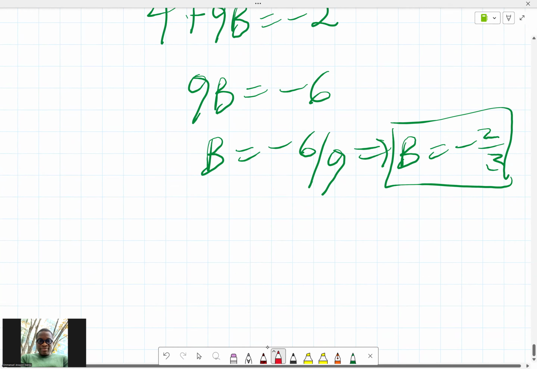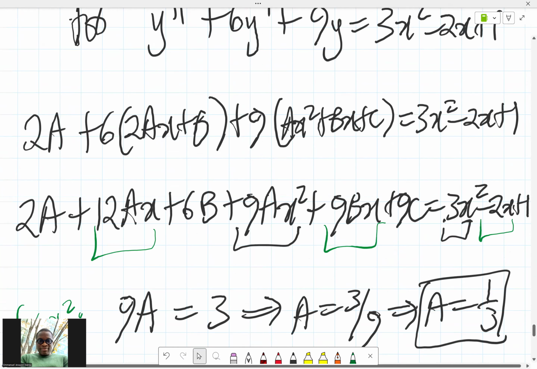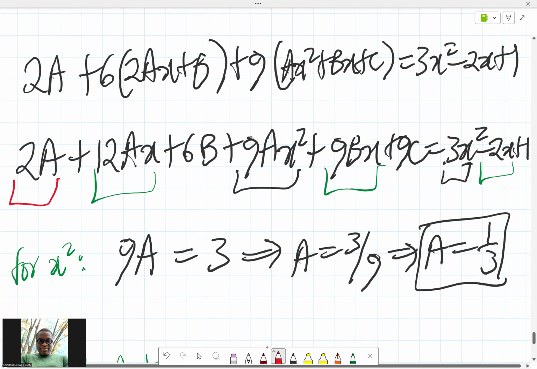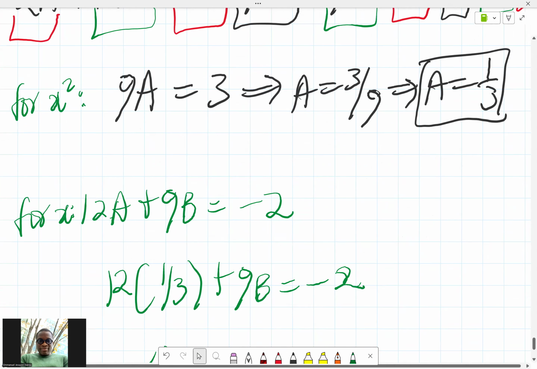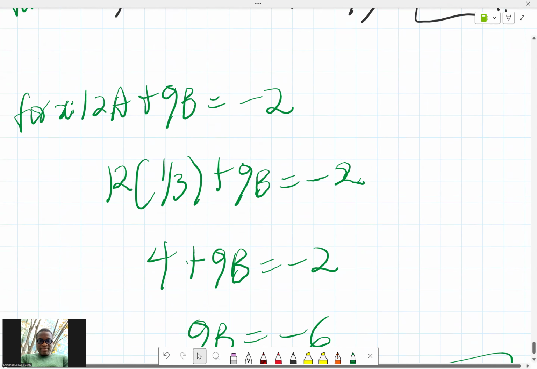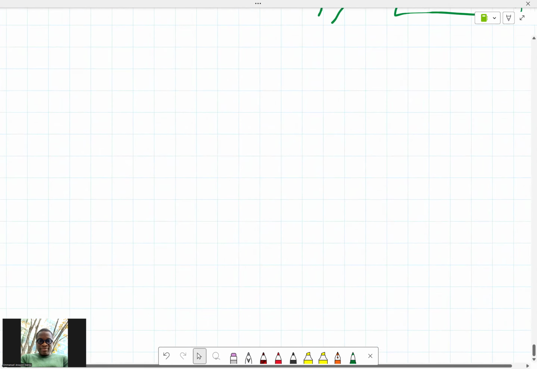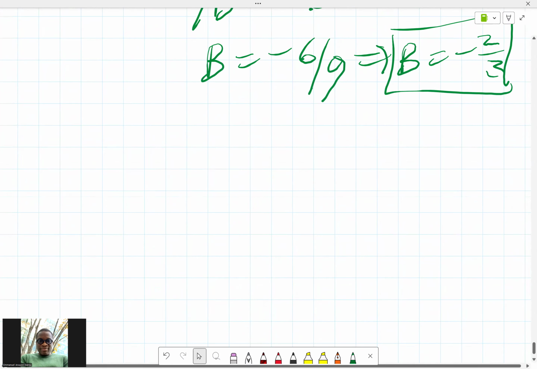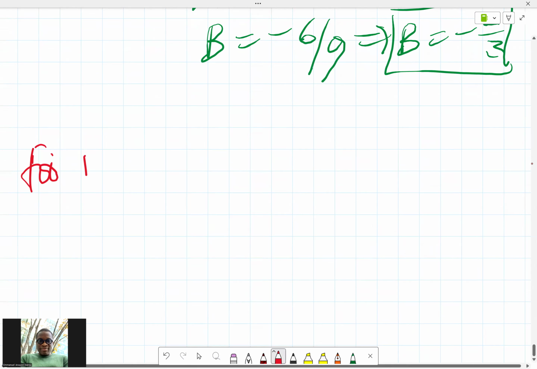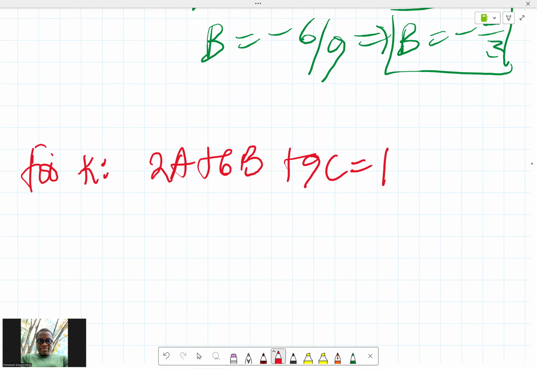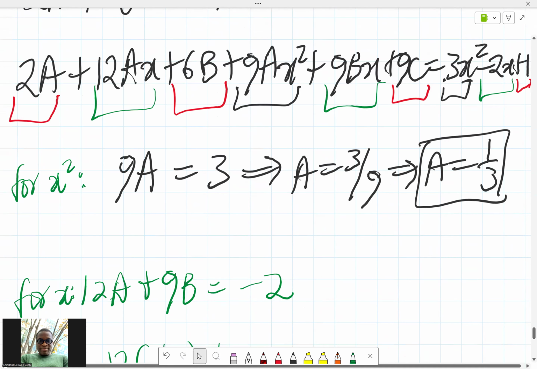So can we go on again and look for the last thing? Constant now. We have 2a, 6b, things that don't have x or anything. And that is equal to 1 on this side. So we have 2a plus 6b. So for the constant now, that's 2a plus 6b, plus 9c is equal to 1 on the right-hand side, all being constant.